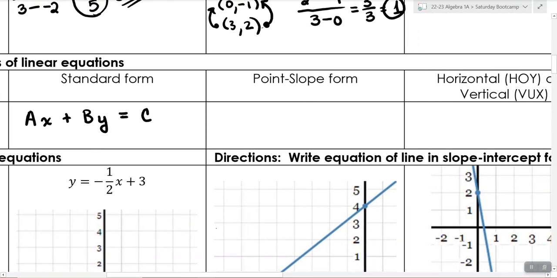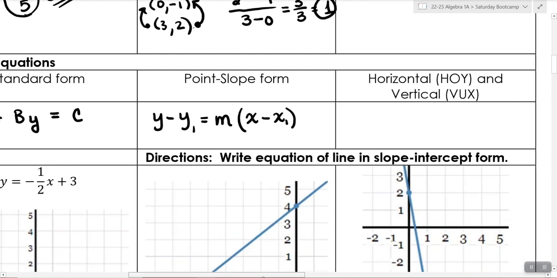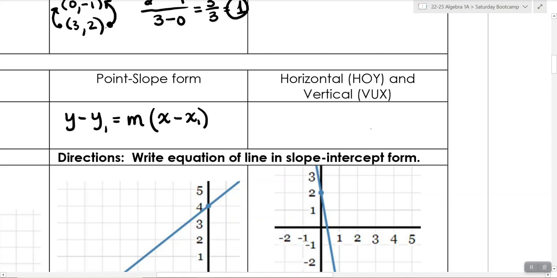Point slope form, less popular, but nonetheless it exists. y, subtract the y1 value, equals the slope times x, subtract the x1 value. Now, I also hope you didn't forget about this part right here.